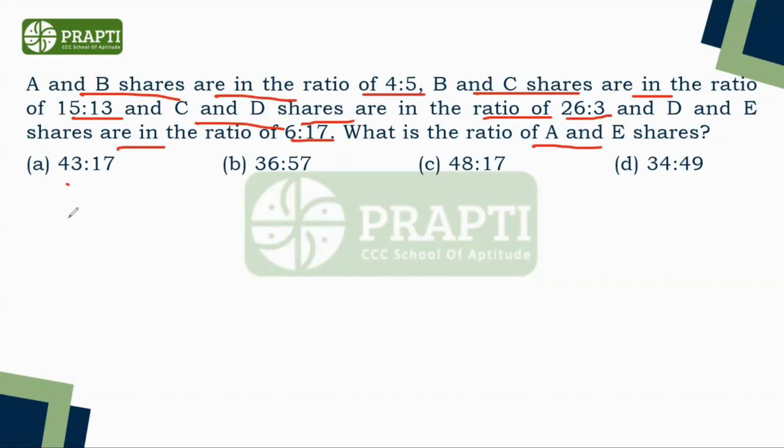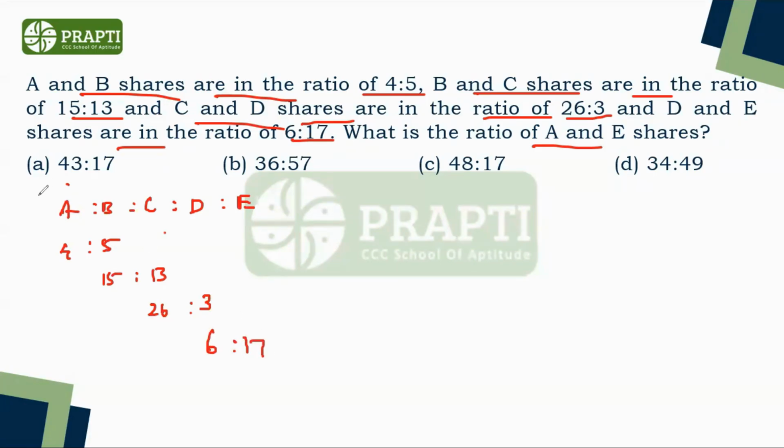So what you can do? A is to B is to C is to D is to E. Okay. So what is A is to B? A is to B is 4 is to 5. B is to C, 15 is to 13. C is to D, 26 is to 3. D is to E, 6 is to 17.